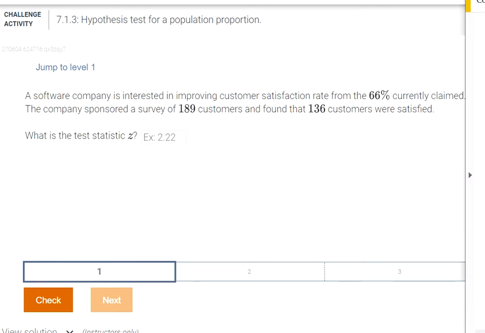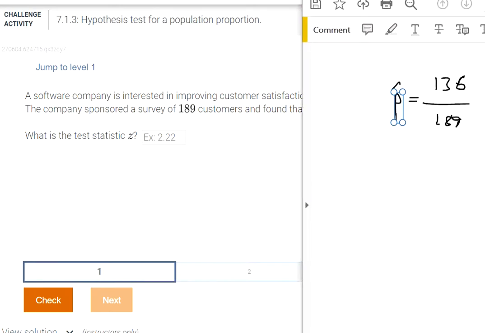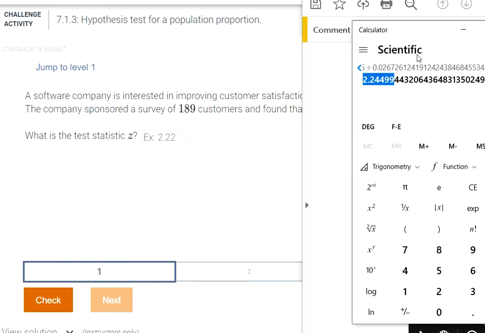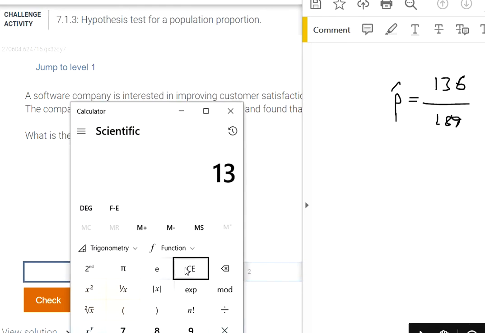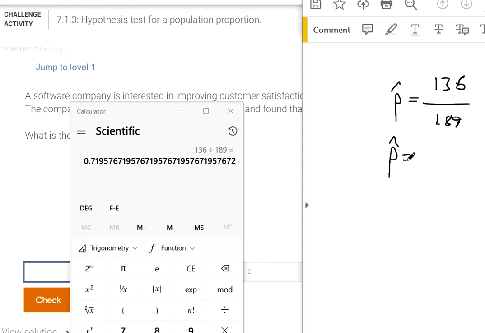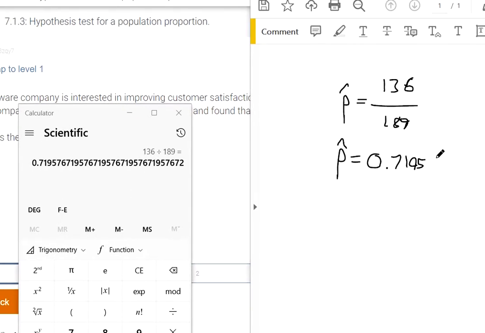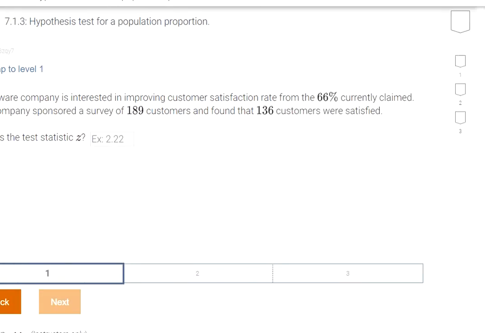So p-hat is going to be 136 divided by 189, because the sample proportion is just the proportion of successes. You had 136 divided by 189 that were satisfied. That's 0.71958 when I round. So that's your sample proportion.